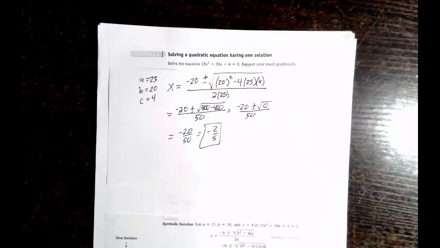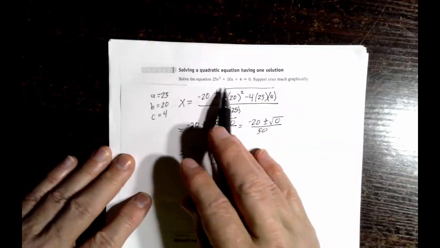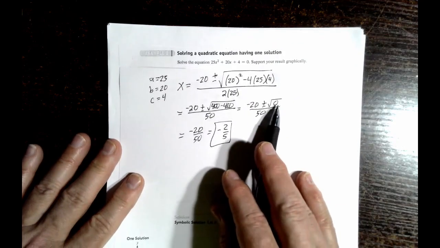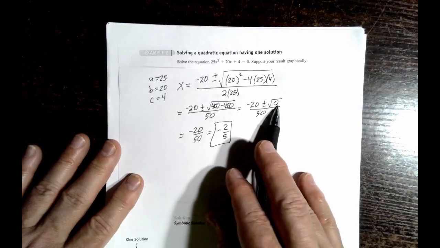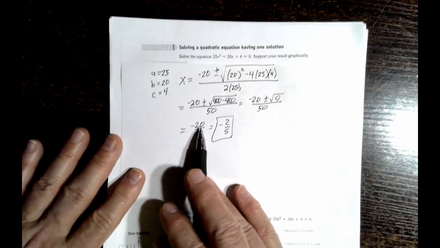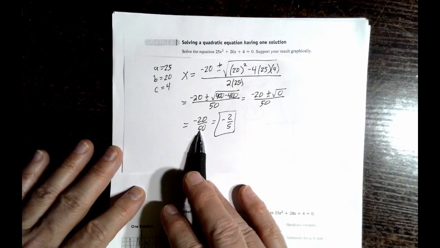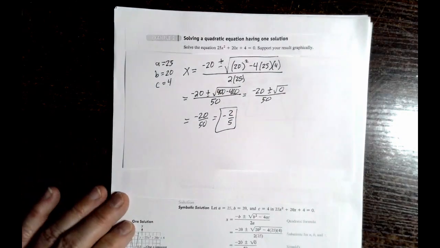All right. Now what if it has only one solution? Well, that's going to happen when you plug in these numbers and you take the square root and you get the square root of 0. Well, the square root of 0 is 0, and plus or minus 0 is just 0. So your numerator is just -20, and -20 over -50 is -2 over 5. And so you get one answer.